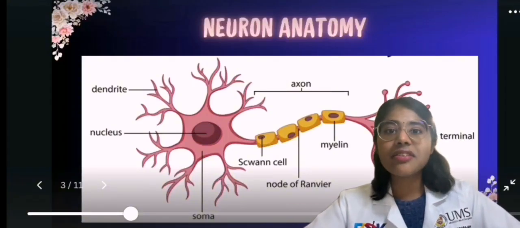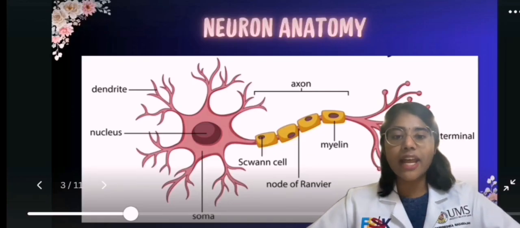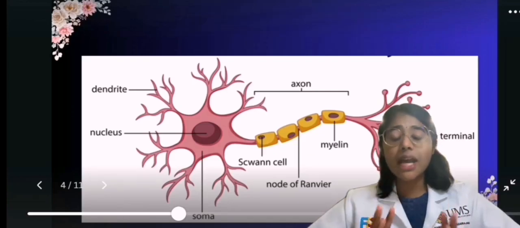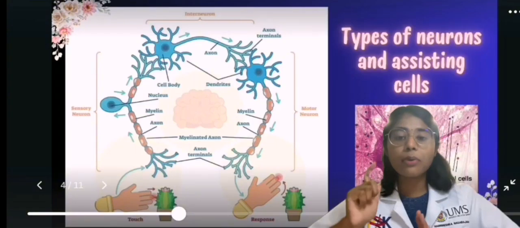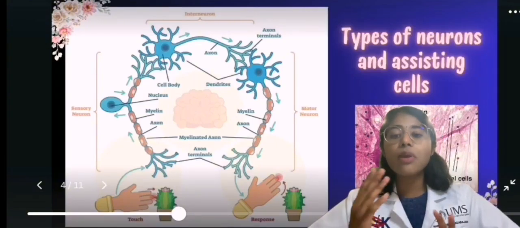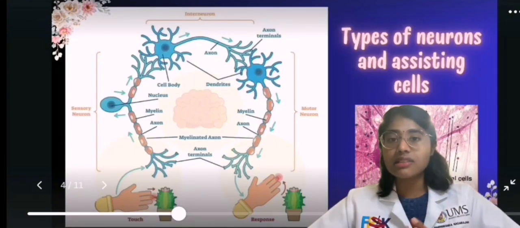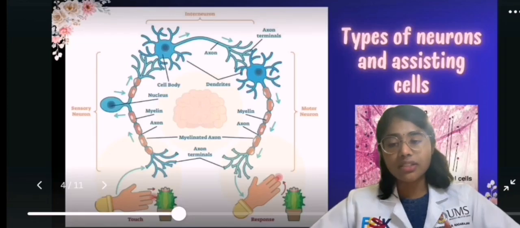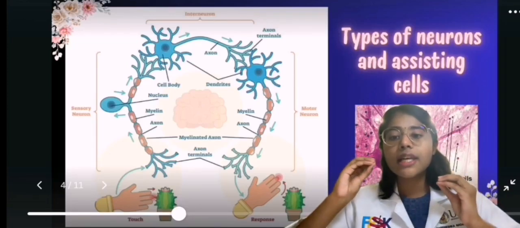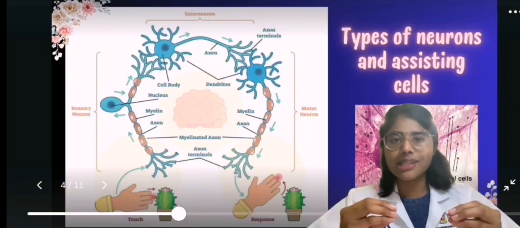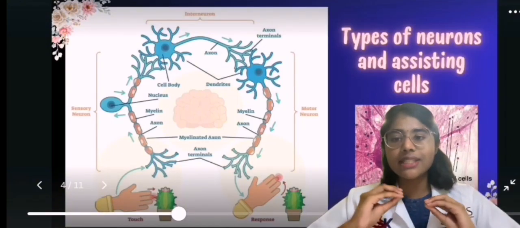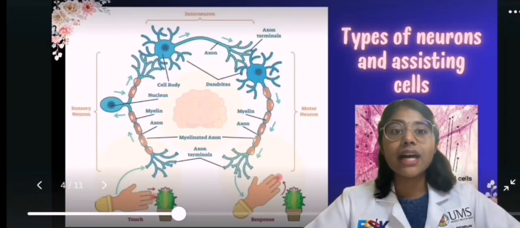So that is it for neuron anatomy. We have 3 types of neurons: sensory neuron, motor neuron, and interneuron. And we also have assisting cells in the nervous system, which help in maintaining the neuron, but we will specifically talk about neuroglial cells because it will be related to the disease that we will be talking about later.